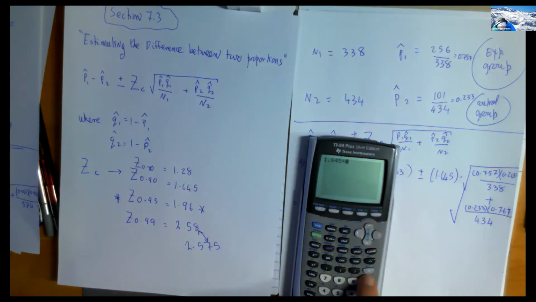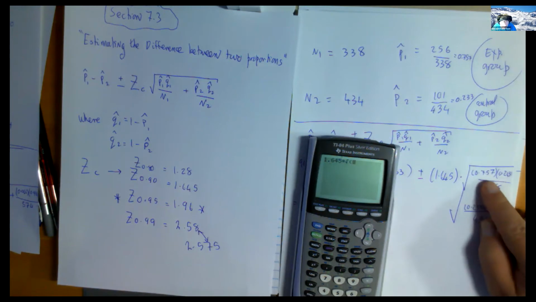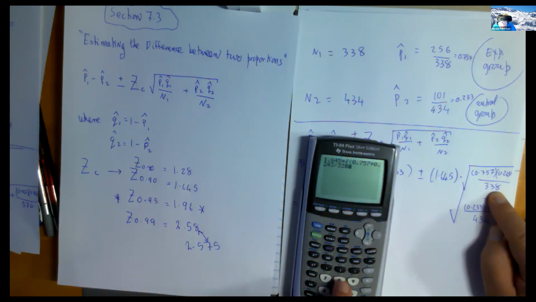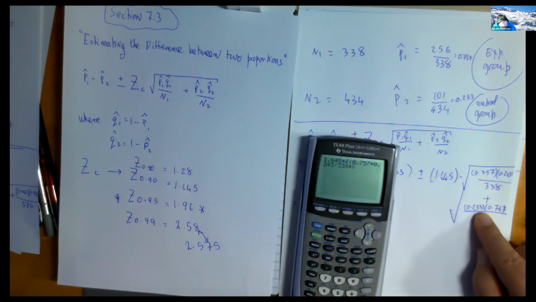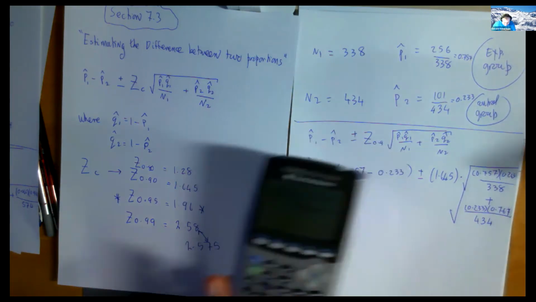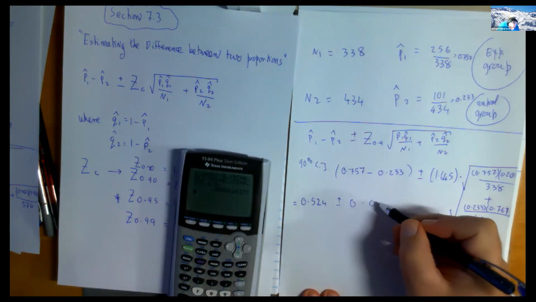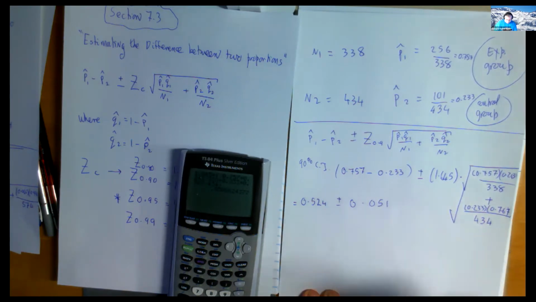1.645 times the square root of 0.757 times 0.243 divided by 338, add 0.233 times 0.767 divided by 434, close the brackets, enter, and we get 0.051.